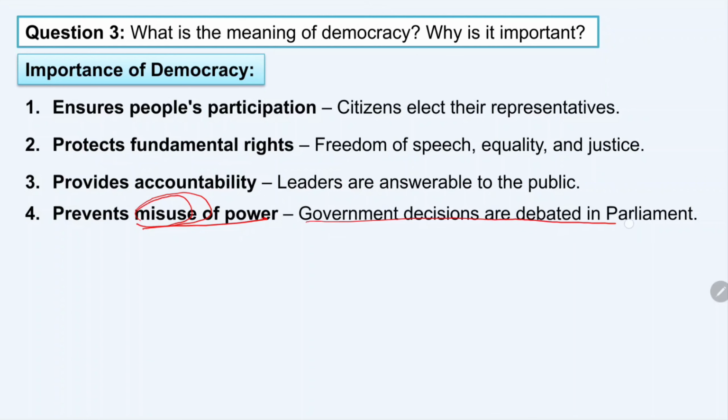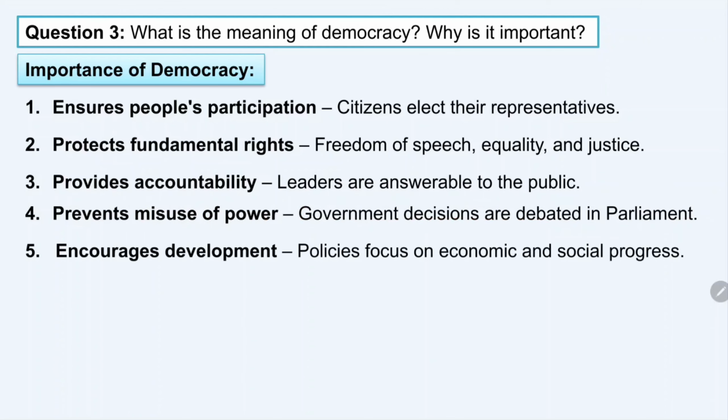So here government decisions are debated in the parliament. Whatever government decisions have been taken in the parliament, where two houses are there, the Lok Sabha and the Rajya Sabha, they will be debating any decision before taking it up. All the members will come up with their negative points and their positive points, and thereafter, discussing and debating so much, only then certain bills are passed. So why has this been done? In order to prevent the misuse of power by one party.